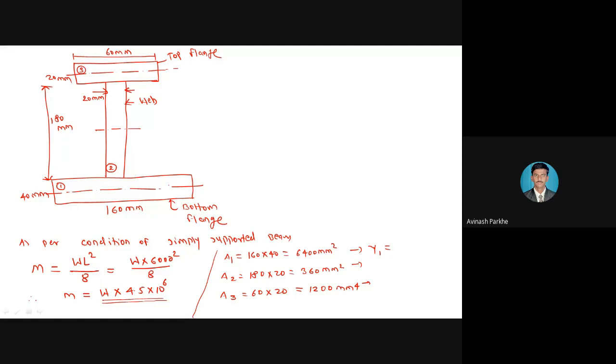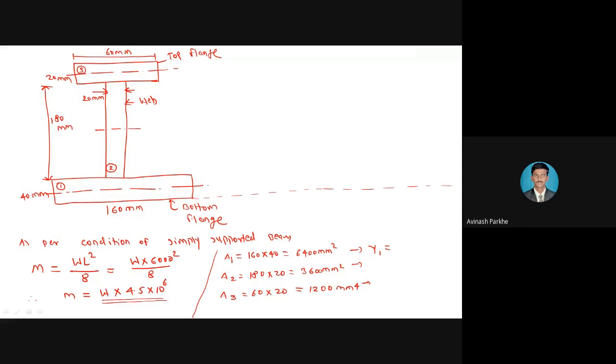So Y1 means here I will draw this bottom reference line. A2 is 3600 mm square. Okay.